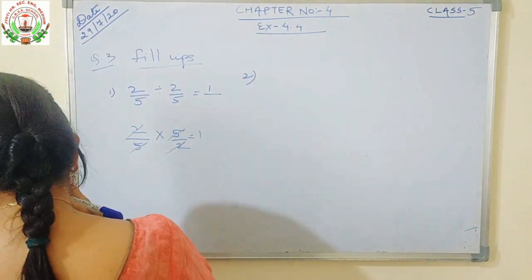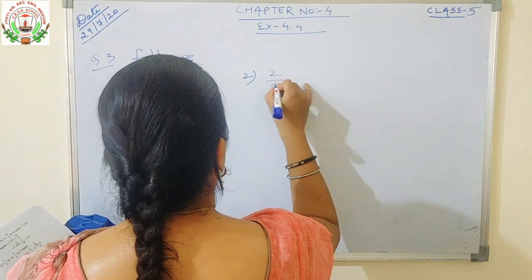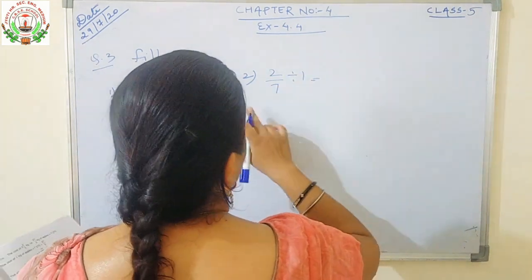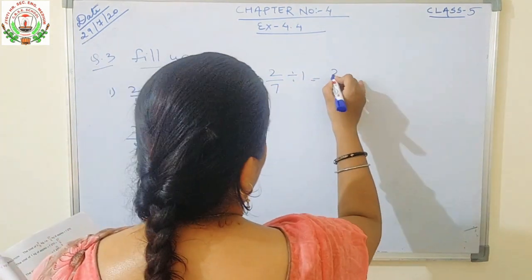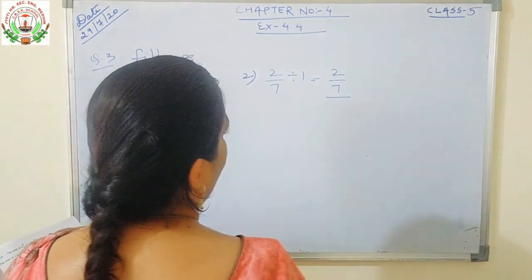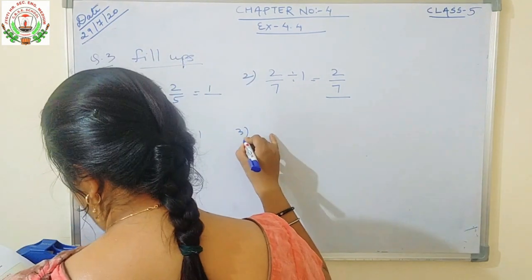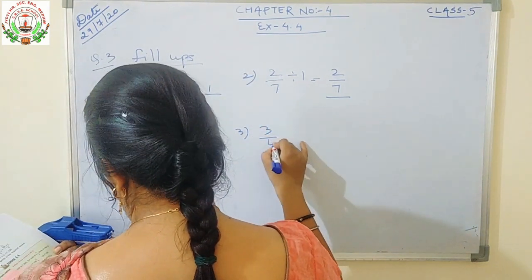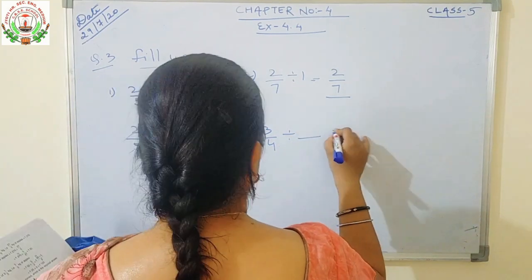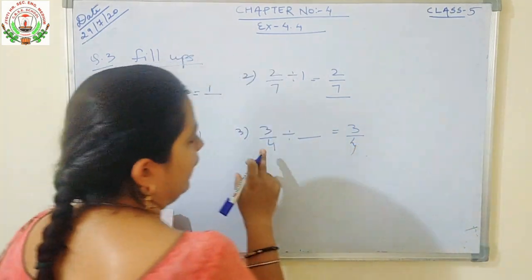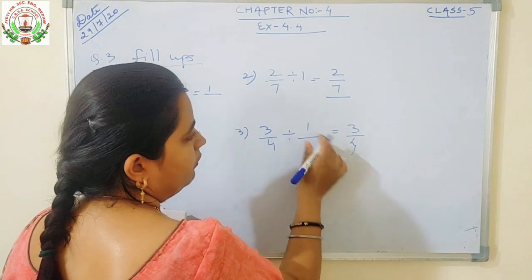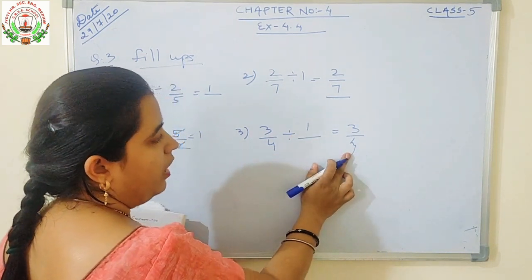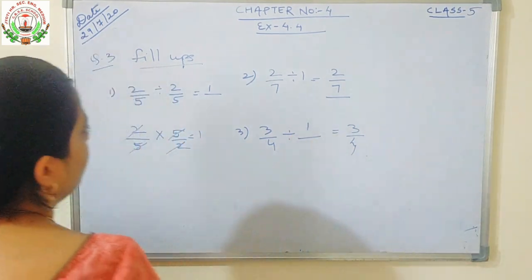Number 2. 2 by 7 divided with 1. Any number divided by 1, we will get the same number as the answer. Number 3. 3 by 4 divided with dash is equals to 3 by 4. Any number divided by 1, we will get the same number as the answer. So the answer will be 1.